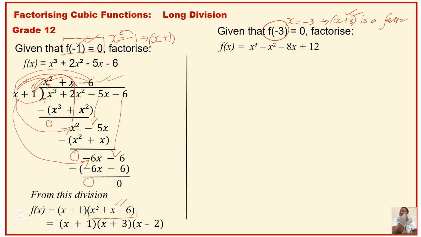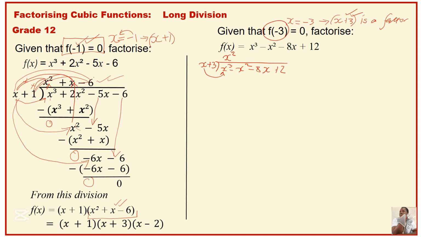So I'm going to set out my division. The first factor I have is x plus 3. So I put x plus 3 on one side, and then I write out the expression I want to factorize. That's x cubed minus x squared minus 8x plus 12. So this x here divides into x cubed. The answer that I get, I write it on top here. So it's x into x cubed. The answer is x squared written on top.